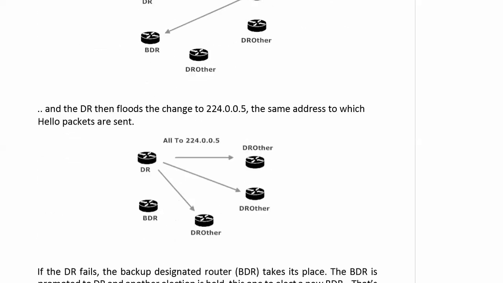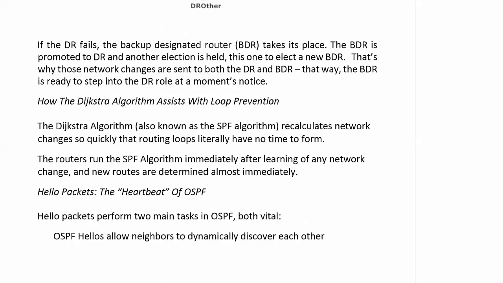The BDR will update its database, but it will not make an announcement. But the DR will then flood the change to 224.0.0.5, the same address to which our OSPF hello packets are sent. No coincidence there, because every OSPF speaking router is listening to 224.0.0.5. That's how the news of the change gets flooded out in a very orderly fashion. Now again, the DR, the backup designated router, it's the backup.